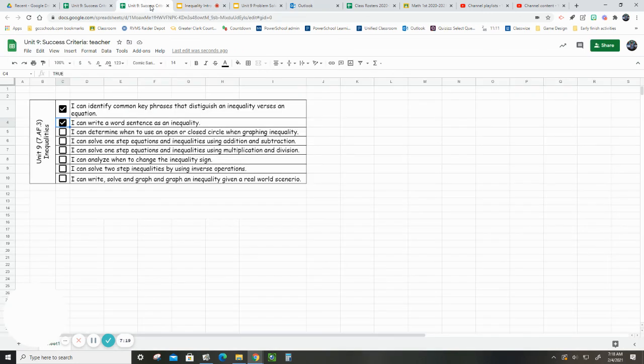To go back to our success criteria, that now goes into the third question. I can determine when to use an open or closed circle when graphing an inequality. So you guys could put a check there as well if you feel like you probably got this. Thank you much.